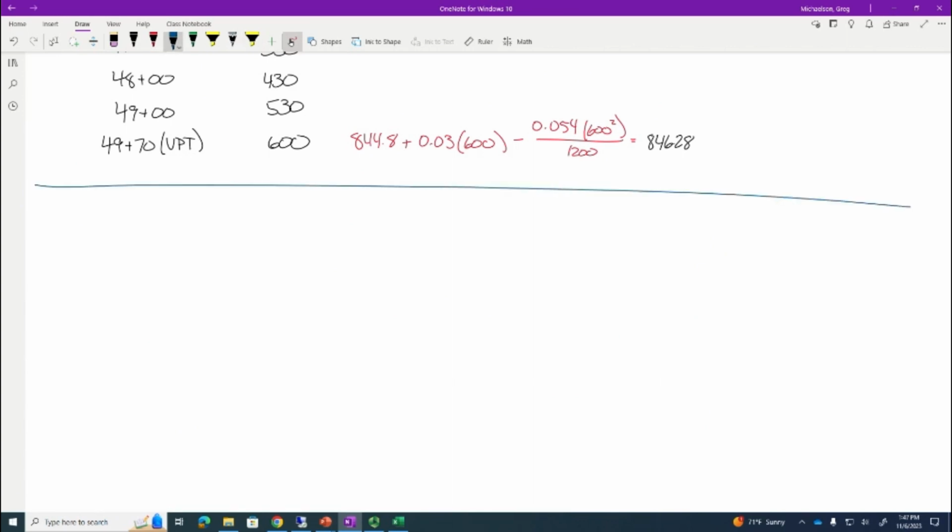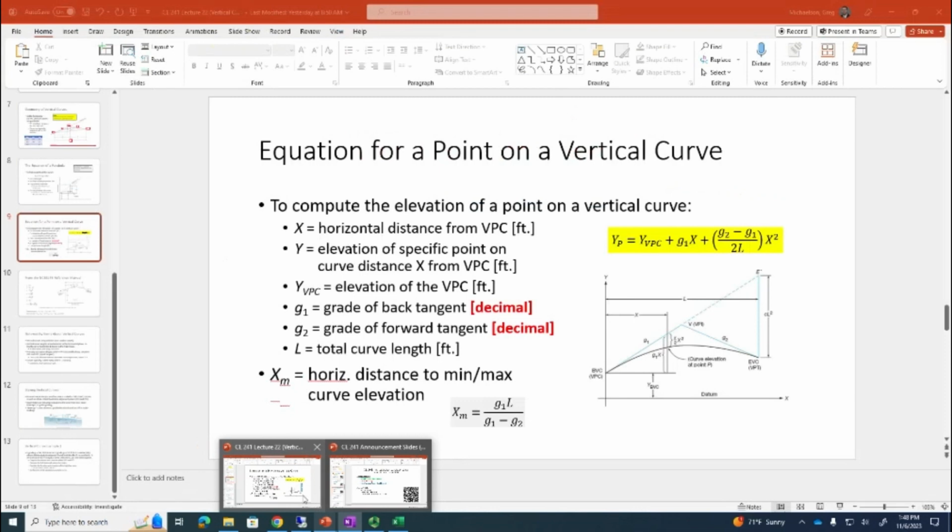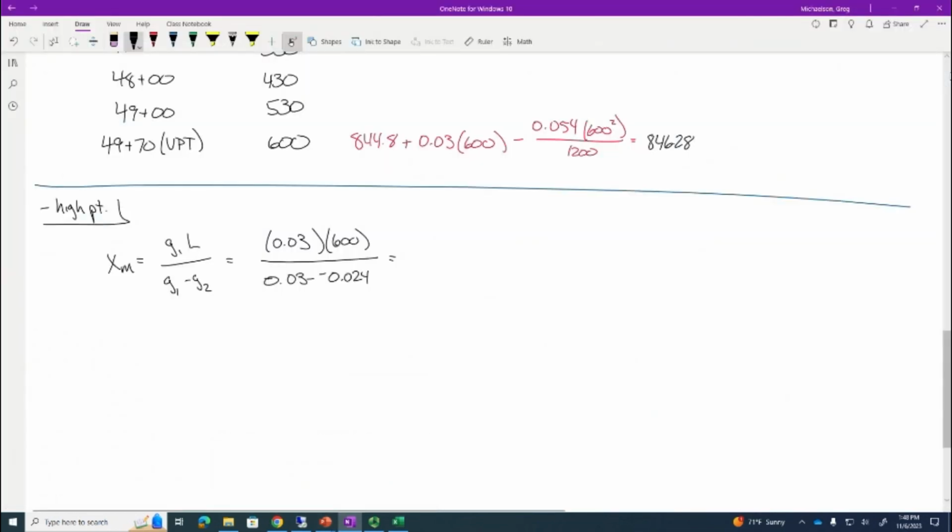So is this going to be a high point or a low point on the curve? It's going to be a high point because it's a crest, right? So XM is G1L over G1 minus G2. Sorry, I got that backwards. So that's going to be positive. What do you get for this? Did I typo that in my slides? No, I got that right. I just wrote it down here on the screen wrong. Whoops. So, what do we got for this?